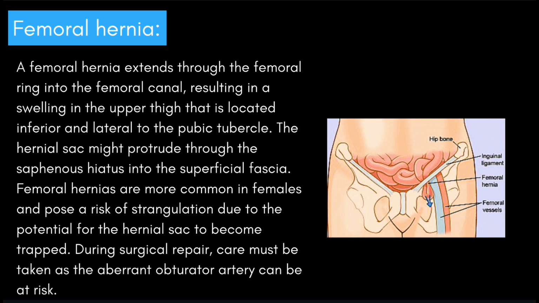Moving on, I want to go into deeper detail about the femoral hernia. A femoral hernia extends through the femoral ring into the femoral canal, resulting in a swelling in the upper thigh that is located inferior and lateral to the pubic tubercle. The hernial sac might protrude through the saphenous hiatus into the superficial fascia. Femoral hernias are more common in females and pose a risk of strangulation due to the potential for the hernial sac to become trapped. During surgical repair, care must be taken as the aberrant obturator artery can be at risk.